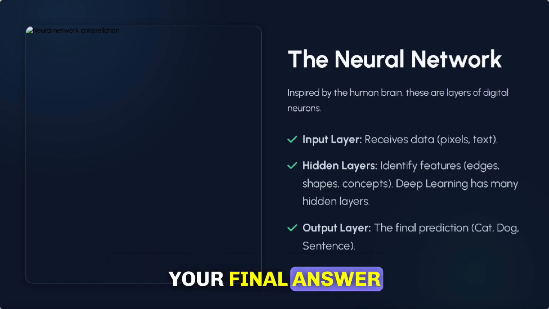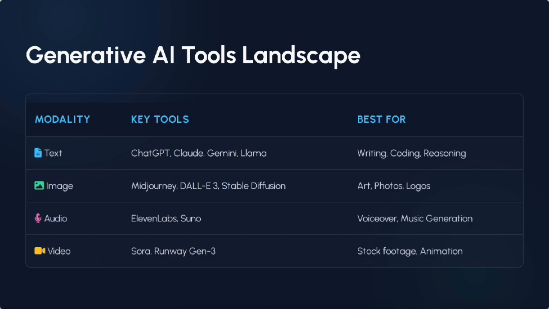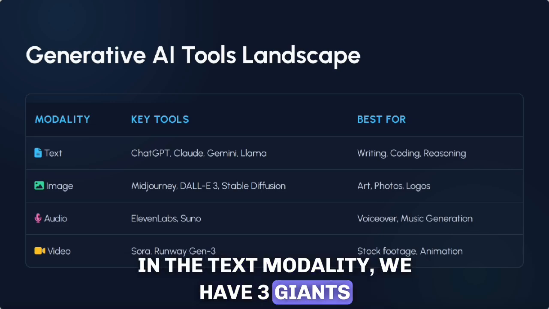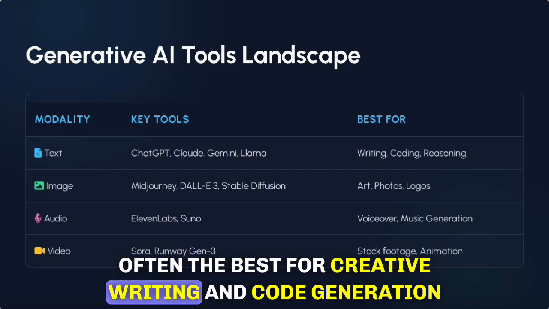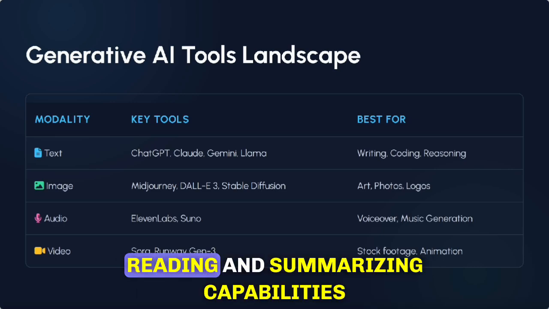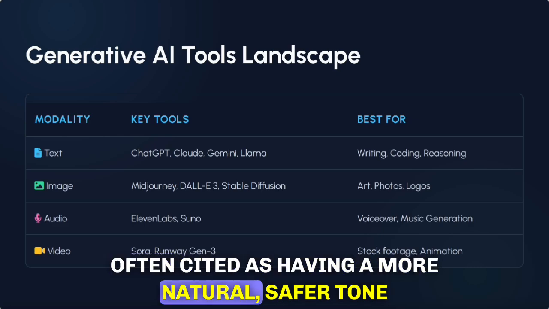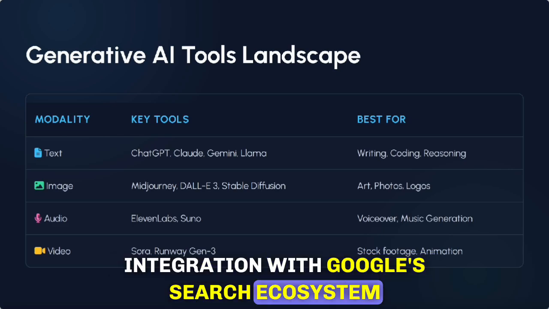Your final answer. Now that you understand the mechanics, let's look at the tools you need to download today. In the text modality, we have 3 giants. ChatGPT is the generalist, often the best for creative writing and code generation. Claude is renowned for its exceptional long-form reading and summarizing capabilities, often cited as having a more natural, safer tone. Gemini excels in multimodal understanding and integration with Google's search ecosystem.